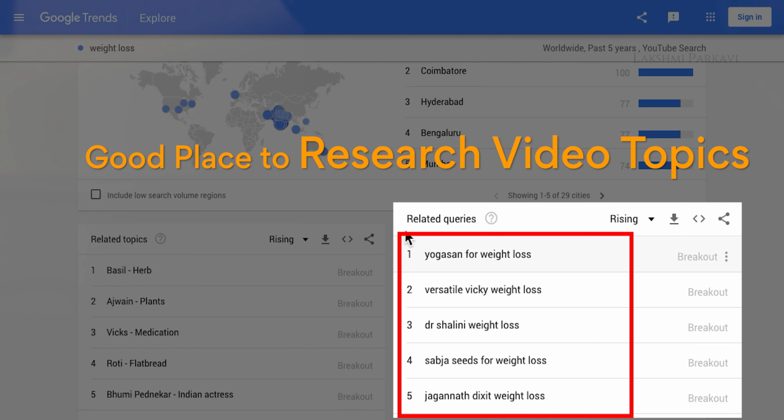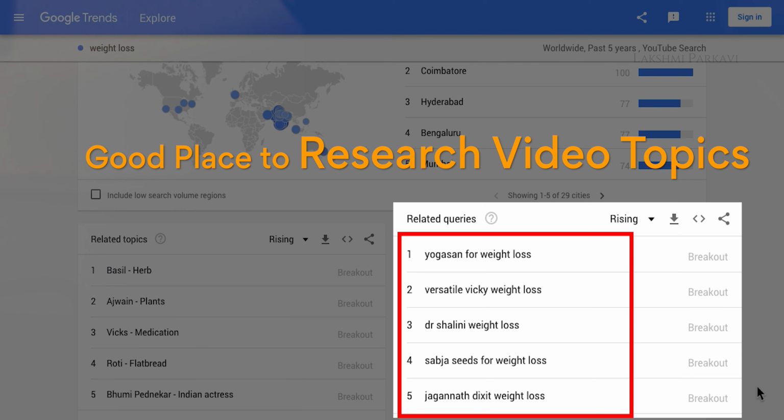Related queries is a great place to get ideas for your video topics. If you're thinking of creating videos around weight loss, these are few popular queries around weight loss. Yogasan for weight loss, Versatile Wiki weight loss, Dr. Shalini weight loss, Sabja seeds for weight loss, Jagannath Dikshit weight loss.